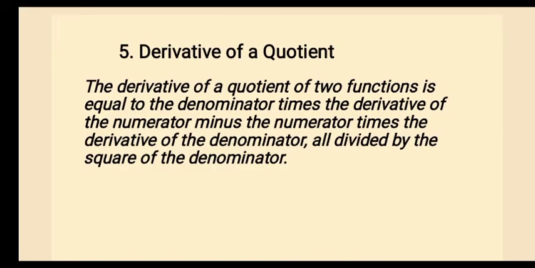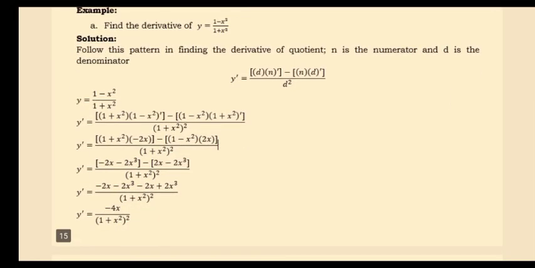The derivative of a quotient of two functions is equal to the denominator times the derivative of the numerator, minus the numerator times the derivative of the denominator, all divided by the square of the denominator. So let's have an example. Let us find the derivative of y is equal to 1 minus x squared all over 1 plus x squared.